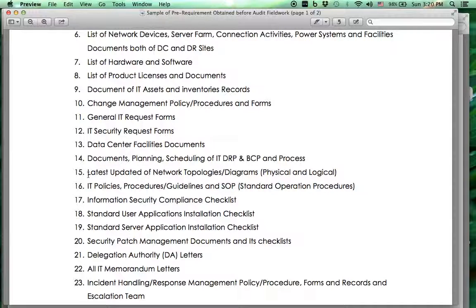Number 15 relates to the latest update on network topology or network diagram. You need to obtain both physical and logical. Sometimes the engineer provides only the physical network topology, so you cannot understand the IP addresses and subnets. Also, sometimes the engineer needs to hide some critical areas.